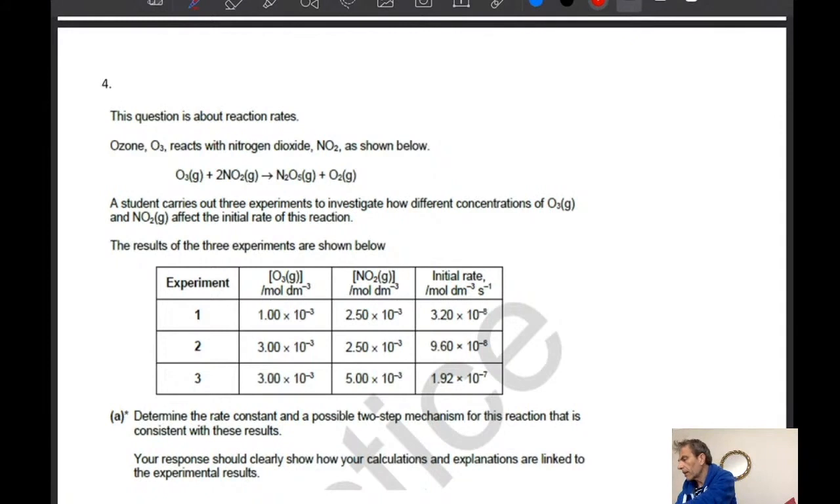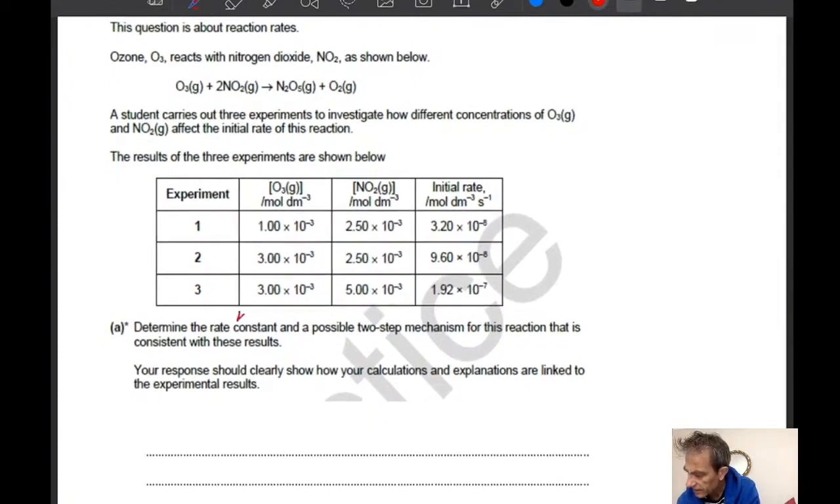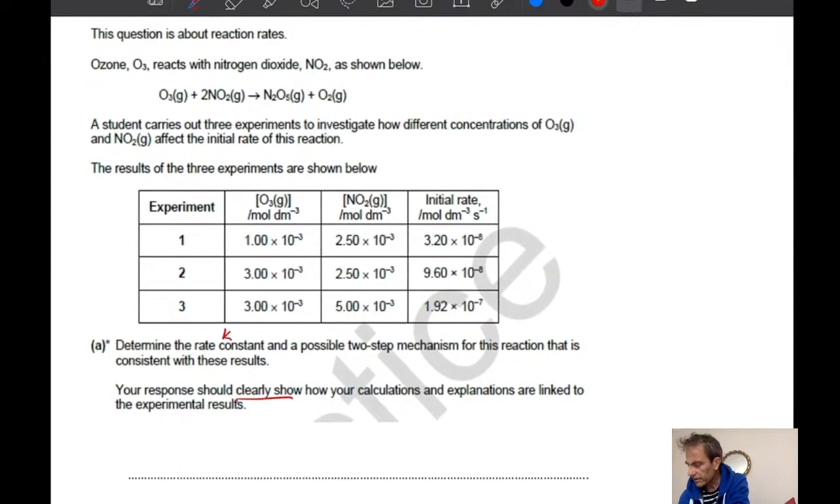Right, so what have we got to do? We've got to determine the rate constant, so obviously that's k, isn't it? And a possible two-step mechanism for this reaction that is consistent with these results. So your response should show clearly how your calculations and explanations are linked to the results. Okay, so I'll pick all that out as we go through the answers. Right, so if we're going to work out k, we've got to work out the rate equation. And to get the rate equation, we have to work out the orders of reaction with respect to the two reactants. So that's the first thing.